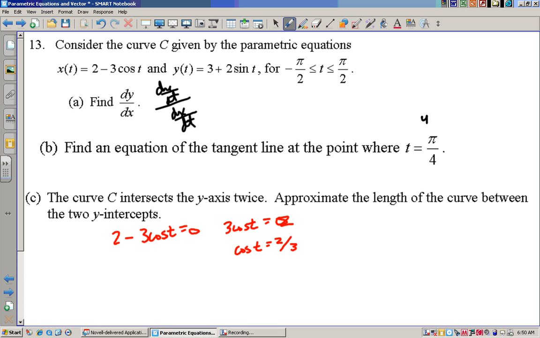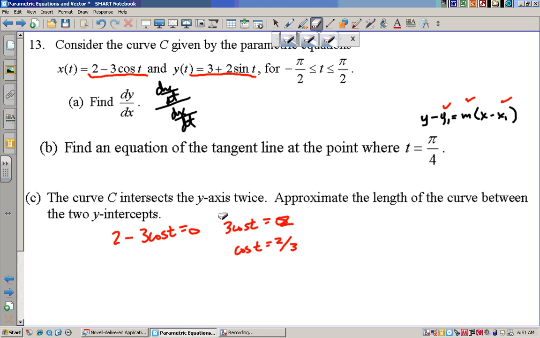Again, my equation is going to be y minus y1 equals m times x minus x1. So where you get your values from, notice we need a y1, an x1, and an m. Well, t equals pi over 4. Again, what have you been given? From a t value, can you get a y value? Yes, right here. From a t value, can you get an x value? Yeah, right there. And then can we get slope? Well, you just found out what slope was here in A. So using that t value, find your slope, you have your equation.